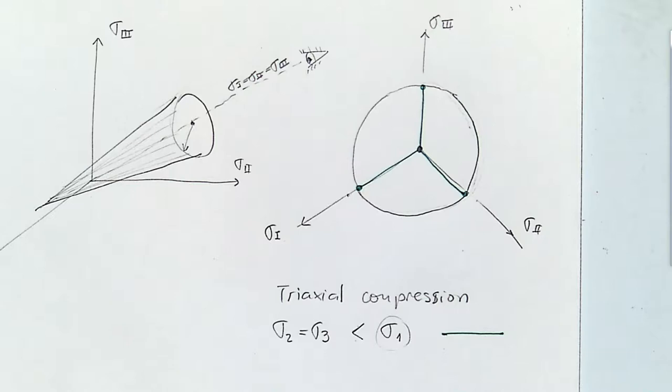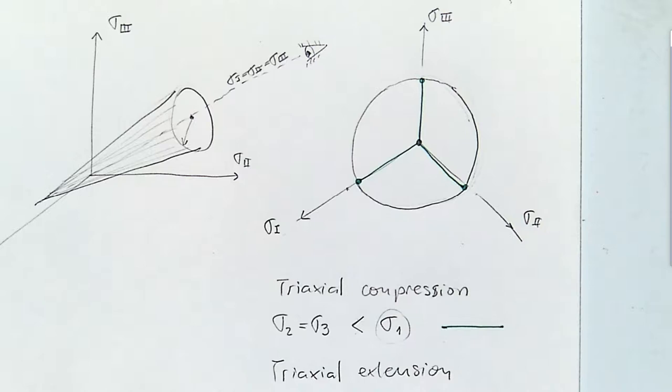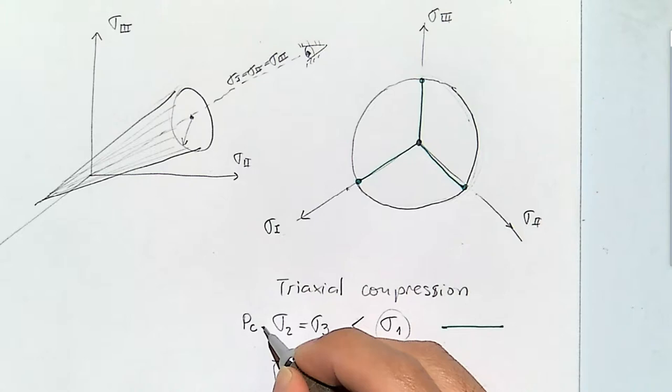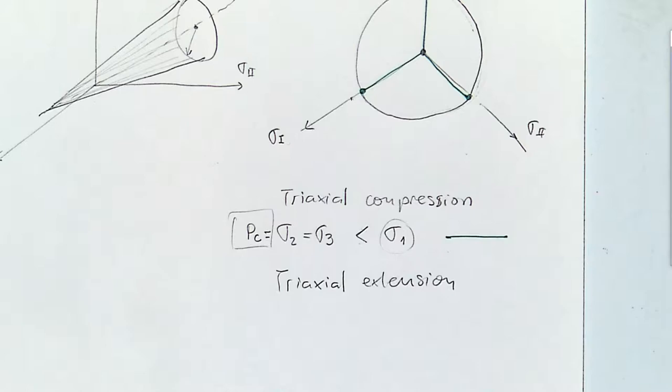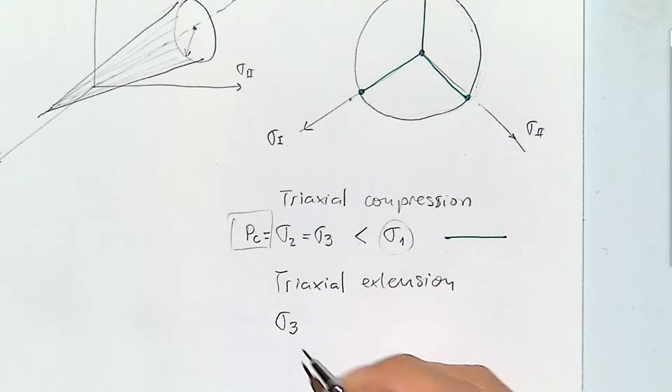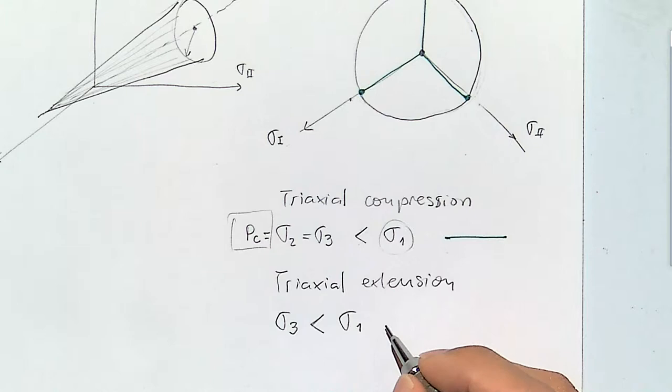But there's going to be another case, which is called triaxial extension. And in triaxial extension, let me add one more thing over here. Typically, in a triaxial test, this will be the confining pressure. In the triaxial extension case, it's going to be different. In the triaxial extension, sigma 3 is going to be smaller than sigma 1, and sigma 1 is going to be equal to sigma 2.